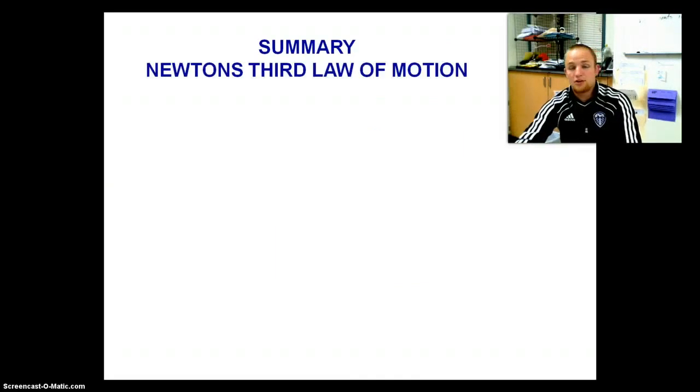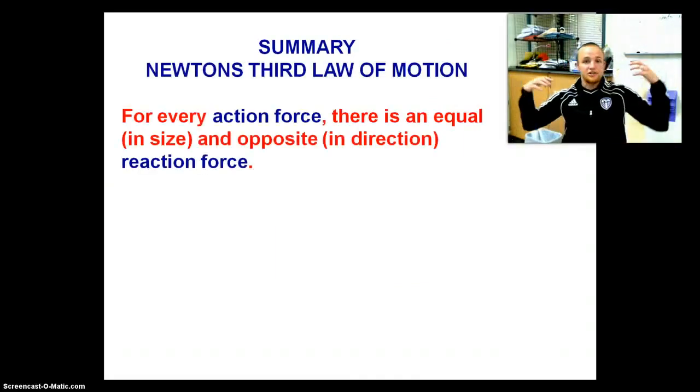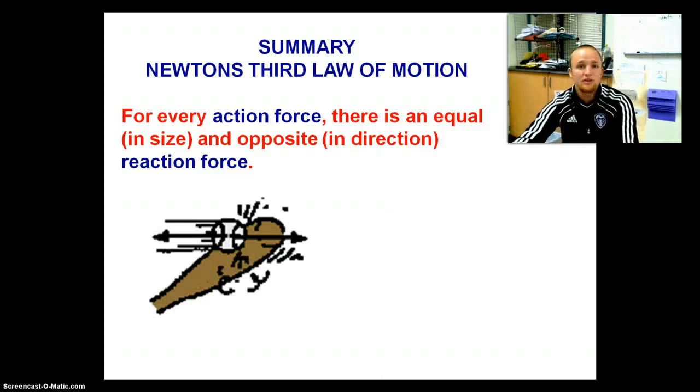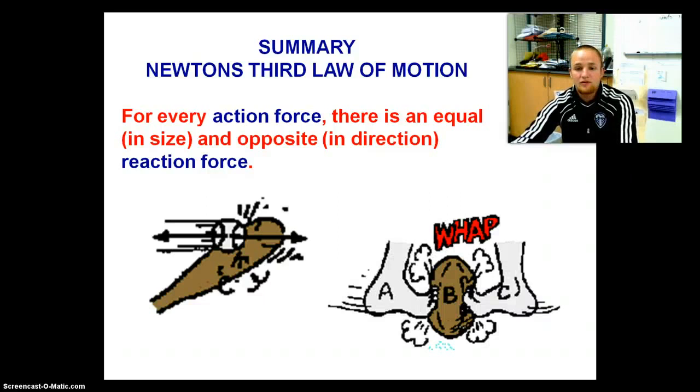In summary, Newton's third law of motion says that for every action force there is an equal and opposite reaction force. Equal just means their magnitude is equal, and opposite means they're in a different direction. So I push down on the table, and the table pushes back up on my hand. Here we've got the ball hits the bat, and the bat hits the ball. And here we've got two guys, A and C, kicking a football. A kicks the football, and the football pushes back on A's foot. Also, C pushes on the football, and the football pushes back on C's foot. So A and C don't react at each other. They act on the ball, and the ball reacts with them.